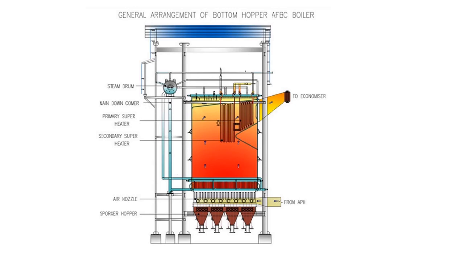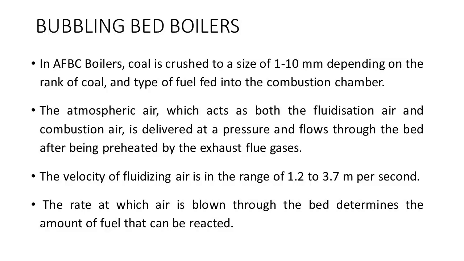Now we see a picture of the AFBC boiler here. In AFBC boilers, the coal is crushed to a size of 1 to 10 mm, depending on the rank of coal and type of the fuel fed into the combustion chamber. The atmospheric air, which acts as both the fluidization air and combustion air, is delivered at a pressure and flows through the bed after being preheated by the exhaust flue gases.